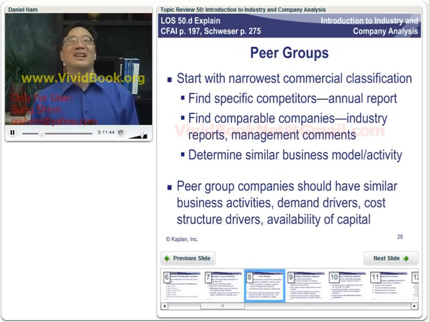So that leads us to the peer group. What do we mean by peer group? I'm going to give you the definition of a peer group first. Peer groups tend to have similar business activities, demand drivers, cost structures, and availability of capital. So I'm going to give you an example. I'm going to look at Disney relative to News Corp.